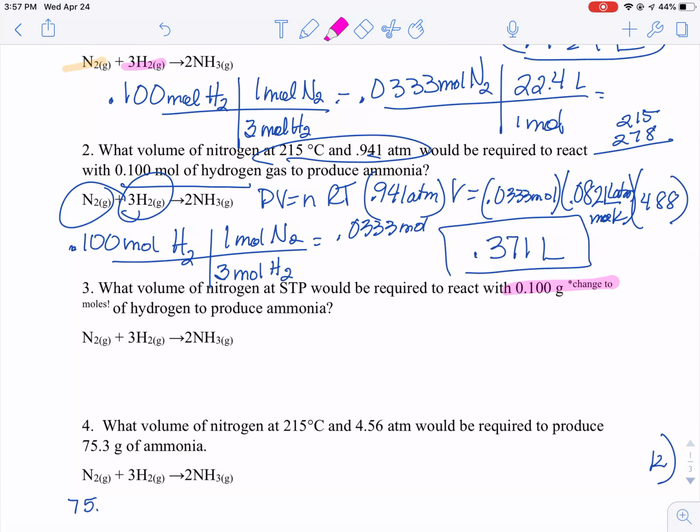Number 3. We have 0.100 grams of hydrogen. So first we have to change it to moles, using 2.016, because there are 2 atoms of hydrogen in each molecule. And then once we get to moles, we go ahead and change it to moles of nitrogen.